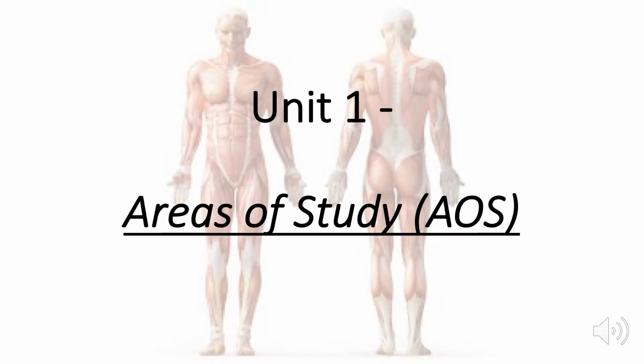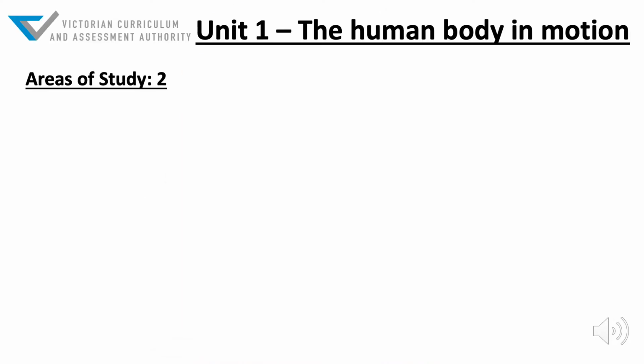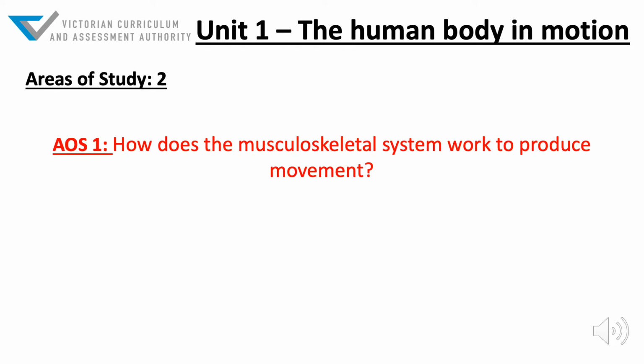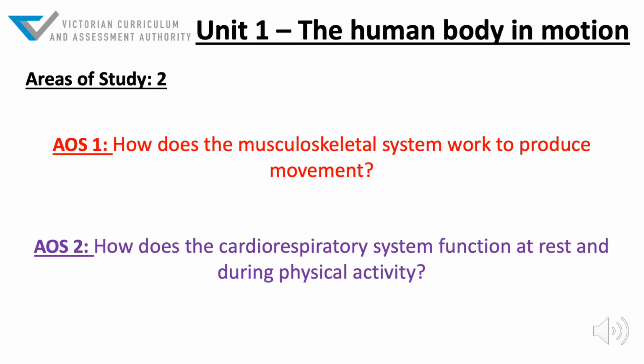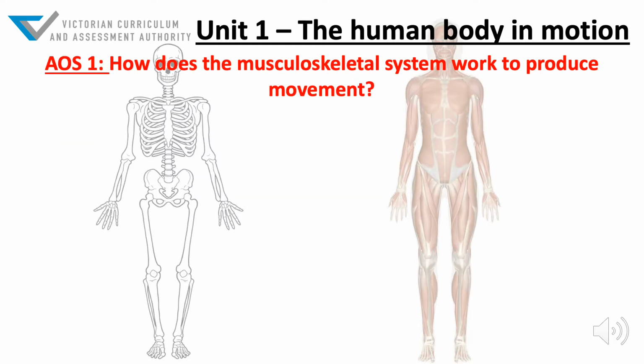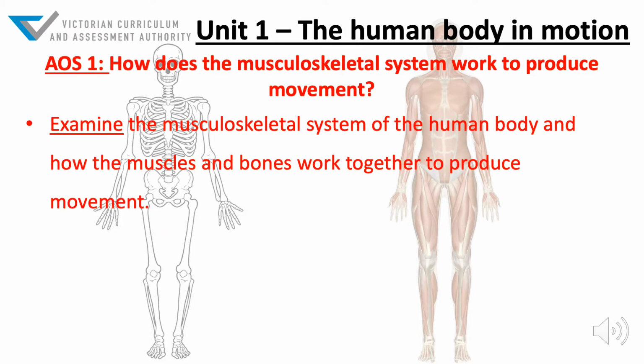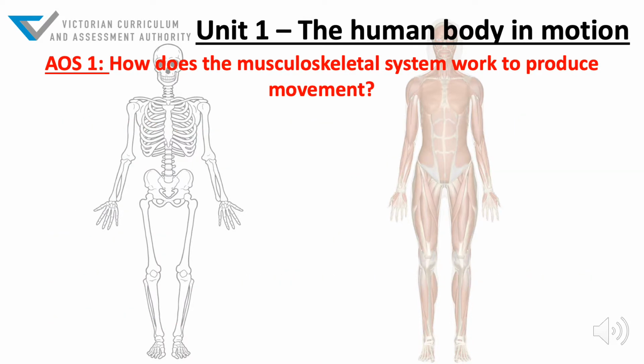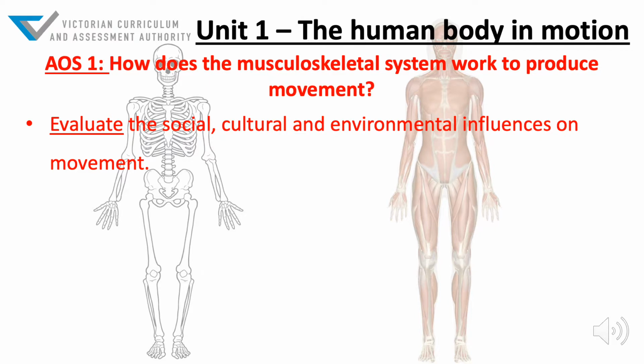So there are 2 areas of study in Unit 1. Area of Study 1 is how the musculoskeletal system works to produce movement. And Area of Study 2, how does the cardiorespiratory system function at rest and during physical activity. In Area of Study 1, what you're actually going to be doing is examining the musculoskeletal system of the body and how the muscles and bones work together to produce movement. You can explore the major components of the musculoskeletal system and their contributions and interactions during physical activity, sport, and exercise.